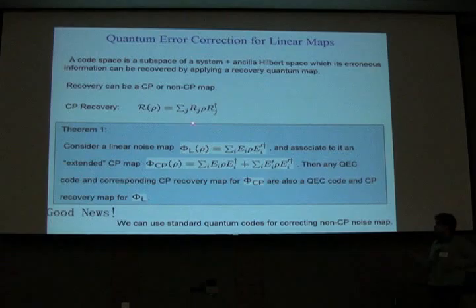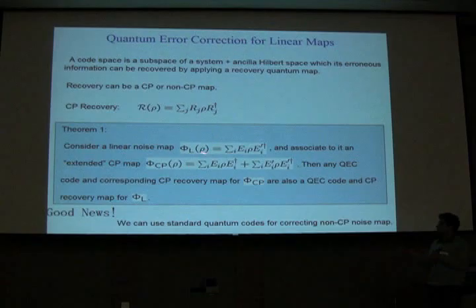This is CP recovery. What we could prove is that for a general linear noise map that has this form, I can associate to it an extended CP map that you can see is easily constructed from the operators of this linear map. And what we could show is that if we have a code and a corresponding CP recovery that can correct this extended CP map, it can also correct the original linear map.